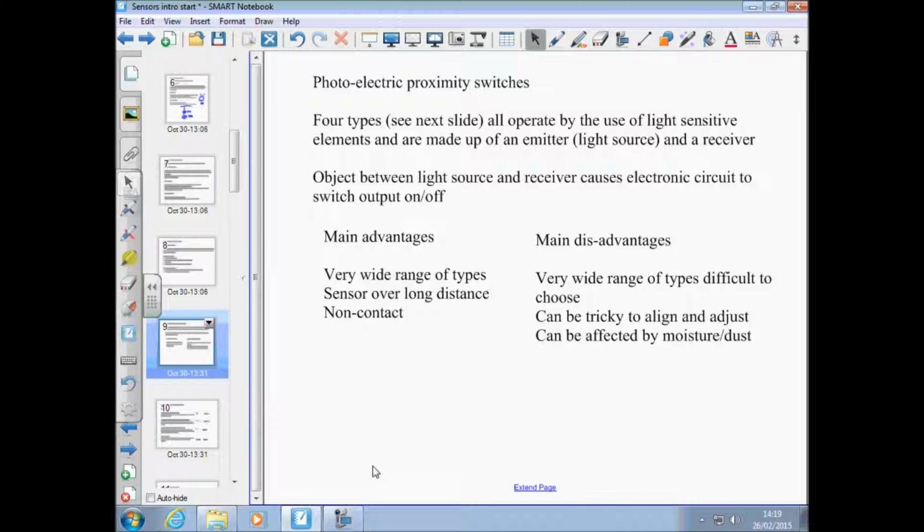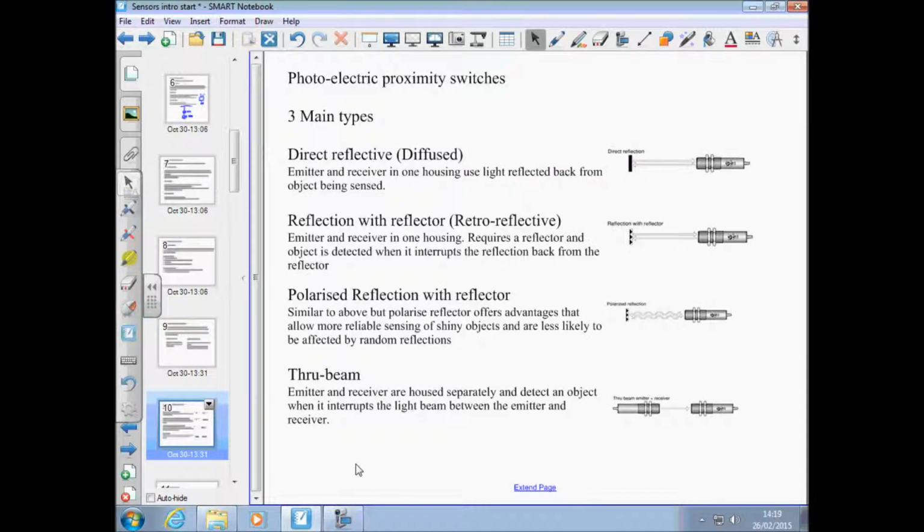I mean, there's lots of other types now that will sense different colours and all sorts of different configurations that you can get. These are then classed in 3 or 4 main types. Direct reflective: the emitter and receiver in one housing. So within this housing, there's an emitter and a receiver.